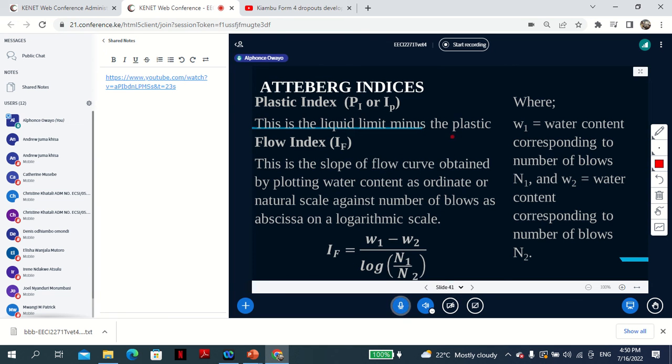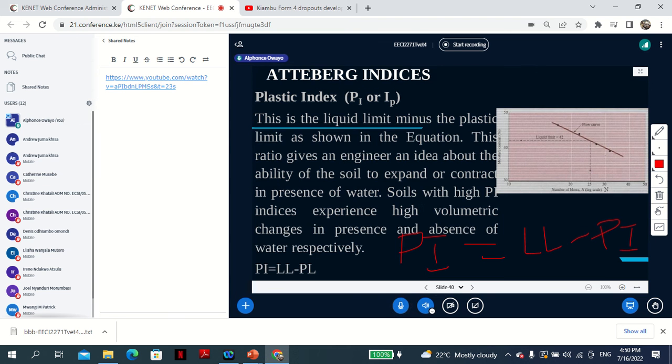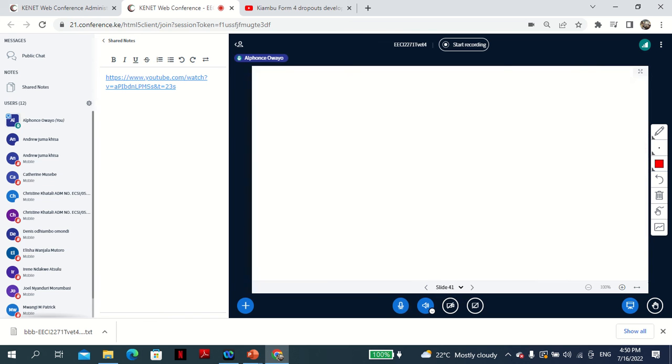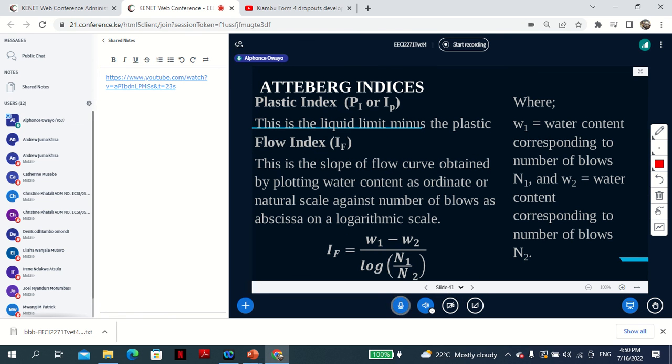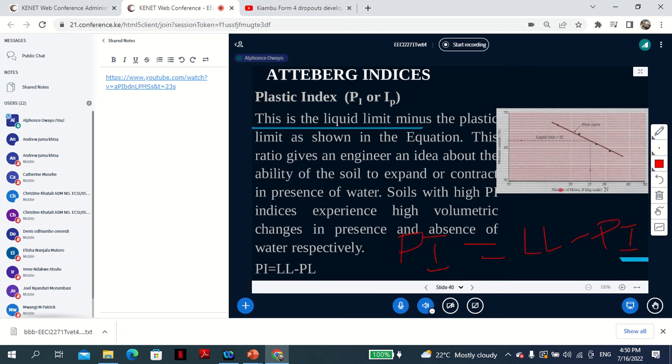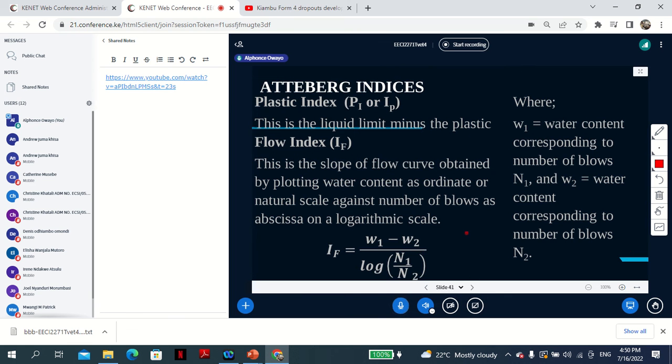And there's the plasticity index. Already we've talked about that, so that's no issue. And then we have the flow index. For the flow index, you identify two water contents, water content 1 and water content 2, with the number of blows N, and this is how to determine the flow index. So that slope is what the flow index is.